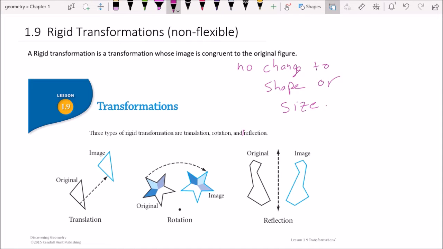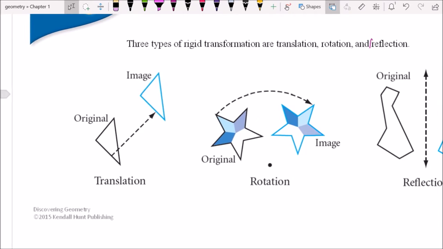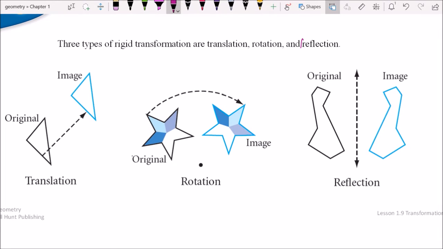And there are three of these that we're going to learn about, and I have them down at the bottom. I'll zoom in a little bit for you here. The first one is called a translation. It's not translating like from Spanish to English or something like that. So that's our first one that we need to know about today.